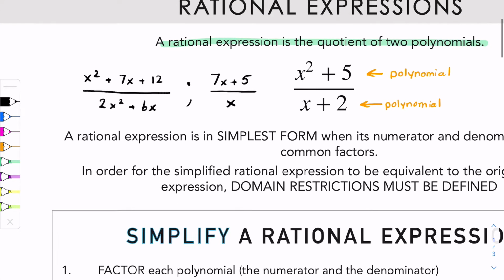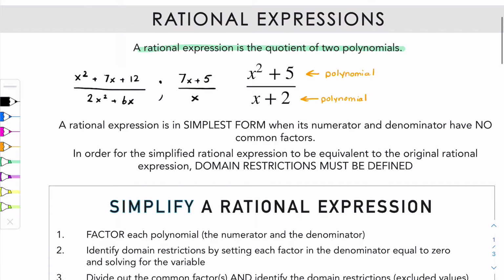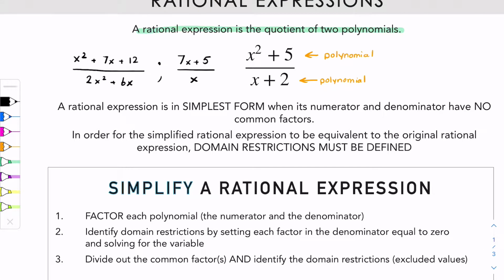Of course, I could continue the list forever, but in general, a rational expression has a polynomial in both numerator and denominator locations. So a rational expression is in simplest form when its numerator and denominator have no common factors. In order for the simplified rational expression to be equivalent to the original rational expression, domain restrictions must be defined.